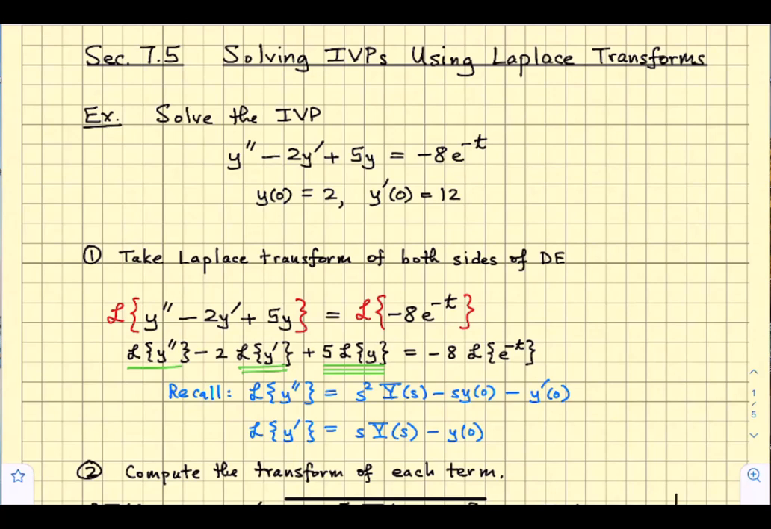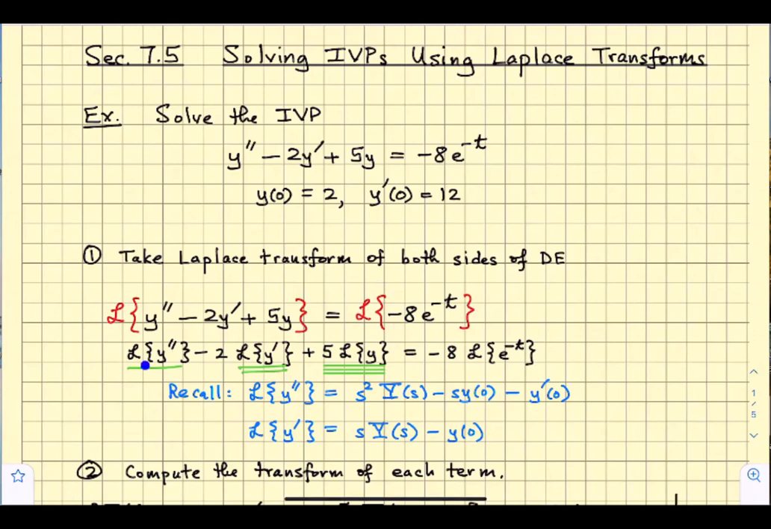So here's the workflow. When you have an initial value problem and you want to solve it using the method of Laplace transforms, we're going to start with the differential equation. We're going to take the Laplace transform of both sides of the differential equation. So we'll take the Laplace transform of y double prime minus 2y prime plus 5y. We'll take the Laplace transform of minus 8e to the minus t. By linearity, we can take the Laplace transform of the pieces here, and we can factor out our constants.